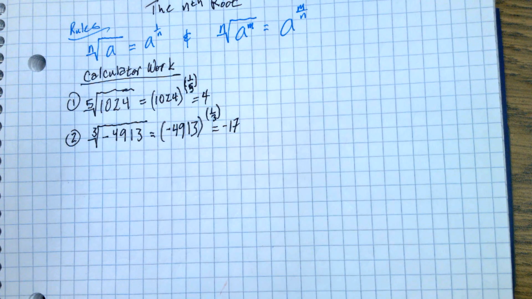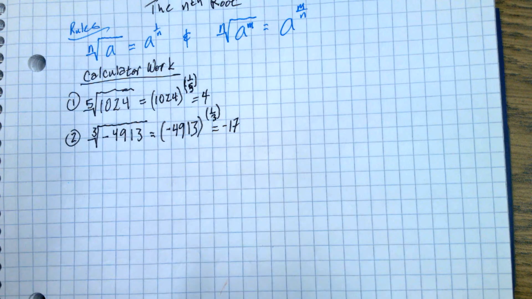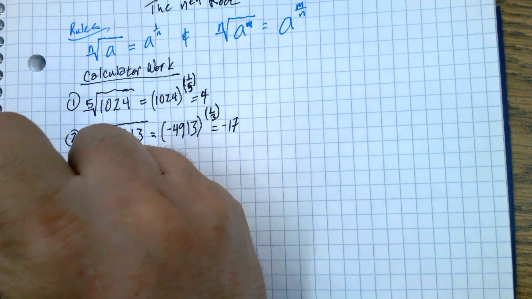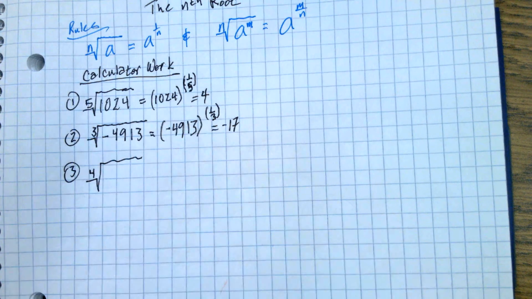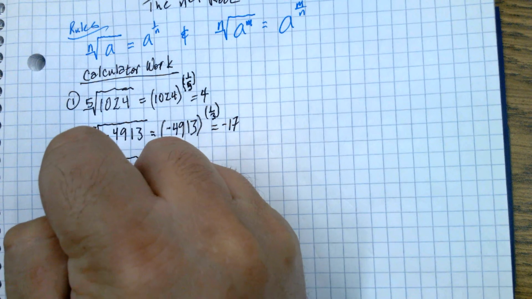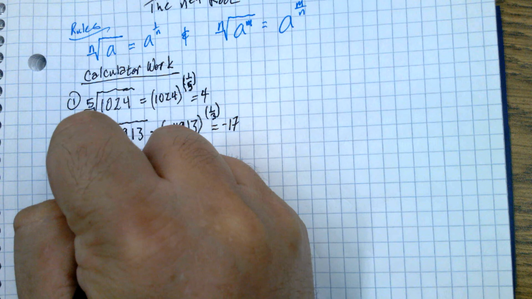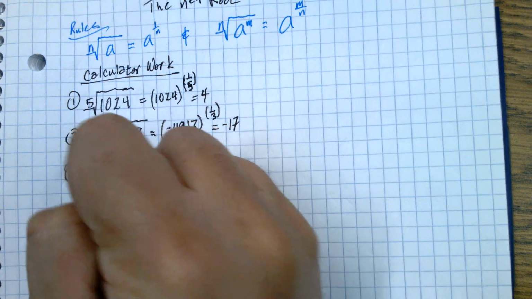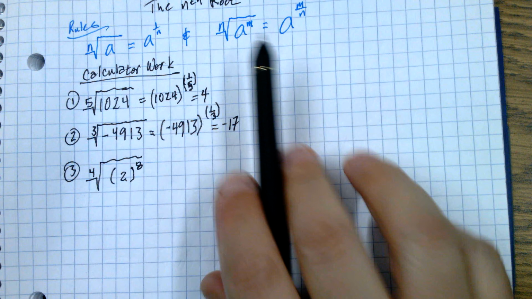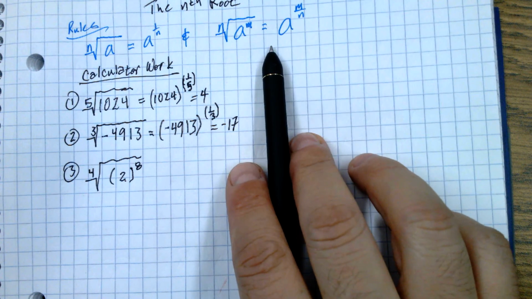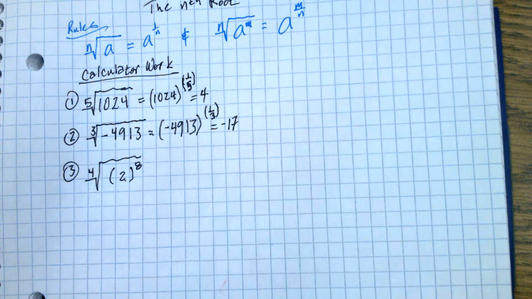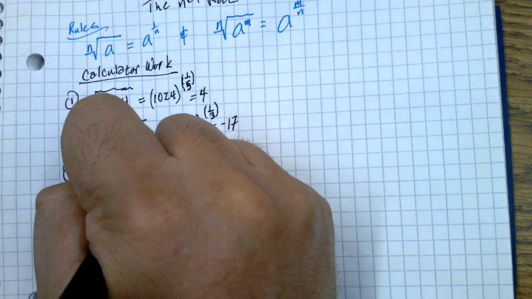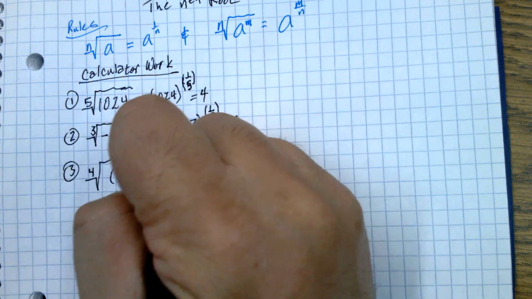Okay. So let's get into something a little more interesting. We've got 2 more of these, and then we'll continue our work. Let's do the fourth root, number 3. Fourth root of 2 in parentheses to the 8th. Something like this will come up from time to time. Now we're using this rule, where this becomes that. And we're just going to let the calculator do the work.